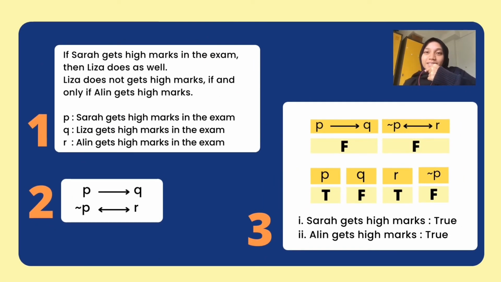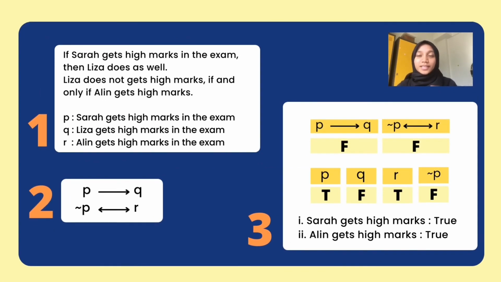So now it's my turn to tell you how to answer this question. The first statement is, if Sarah gets high marks in the exam, then Liza does as well. And the second statement is, Liza does not get high marks if and only if Aline gets high marks. From these statements, we could identify that P is Sarah gets high marks in the exam, Q is Liza gets high marks in the exam, and R is Aline gets high marks in the exam. We could also say that P implies Q, and not Q if and only if R.